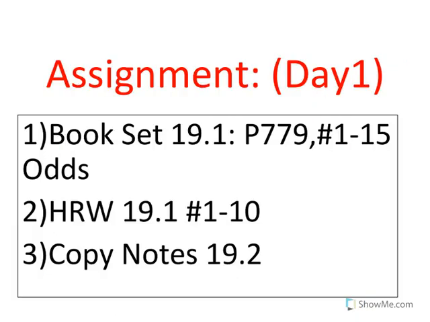Right, so that's the end of our 19.1 Day 1 notes. Your bookwork assignment is number 1 through 15 odds. You have your new HRW and copy down 19.1 Day 2 notes. So this will be 19.1 Day 2.